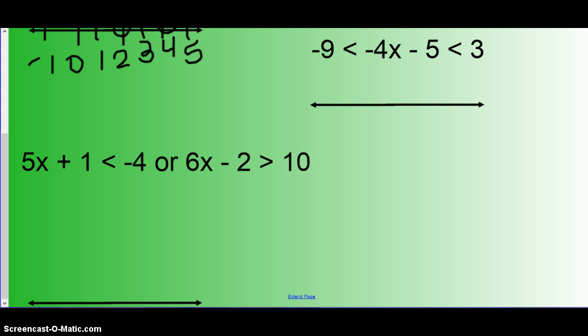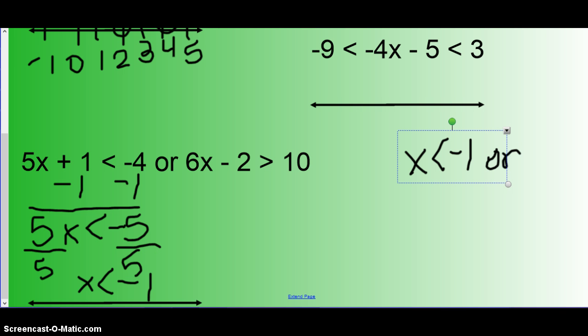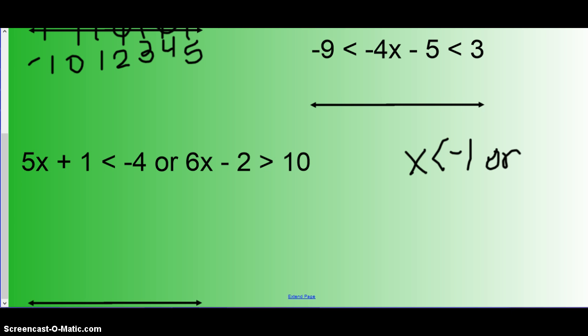We've got to move this positive 1 to the other side of the inequality by subtracting it out of there. So that gives us 5x is less than -5. Dividing both sides by 5, we get x is less than -1. Notice I was dividing by a positive 5, so I didn't have to flip my sign over. So I'm going to write it over here because I want to erase that. So I've got x is less than -1, or, remember we had that or situation. So I can look up my other problem here.